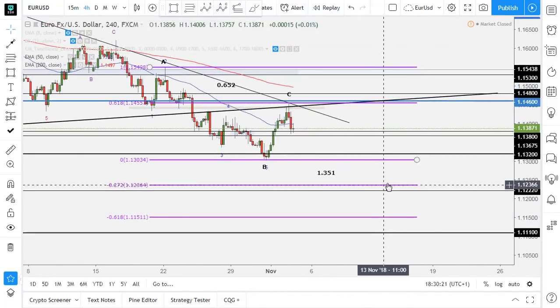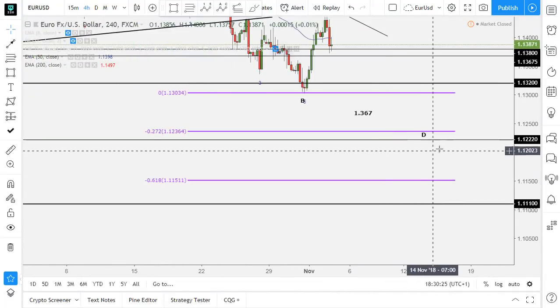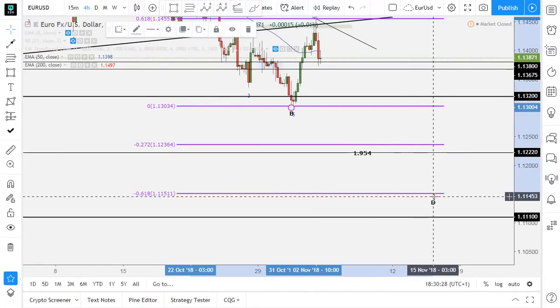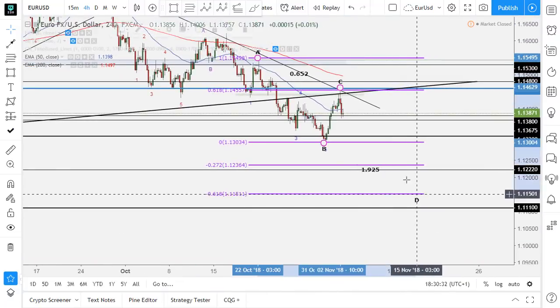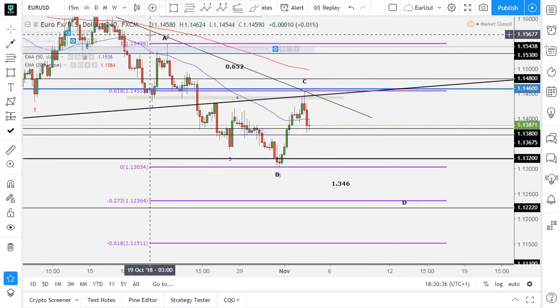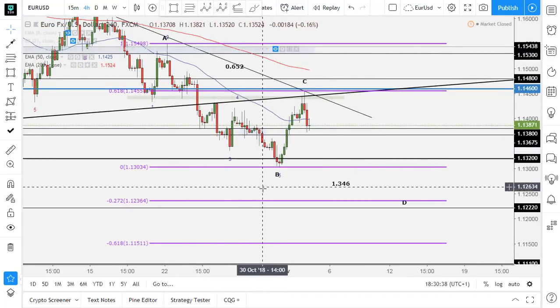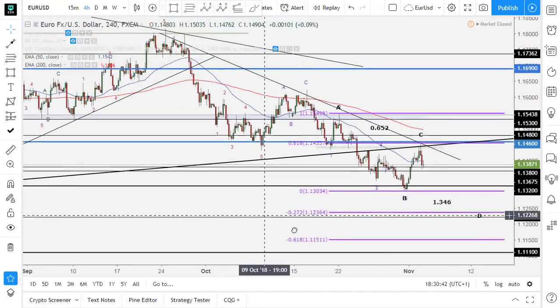And again, if we reach D and try to break this level, we may have D2, which is going to be the second fib extension. This is how the trends work. So we have an impulsive wave, we have a pullback, then we have an extension. This is how most trends work.